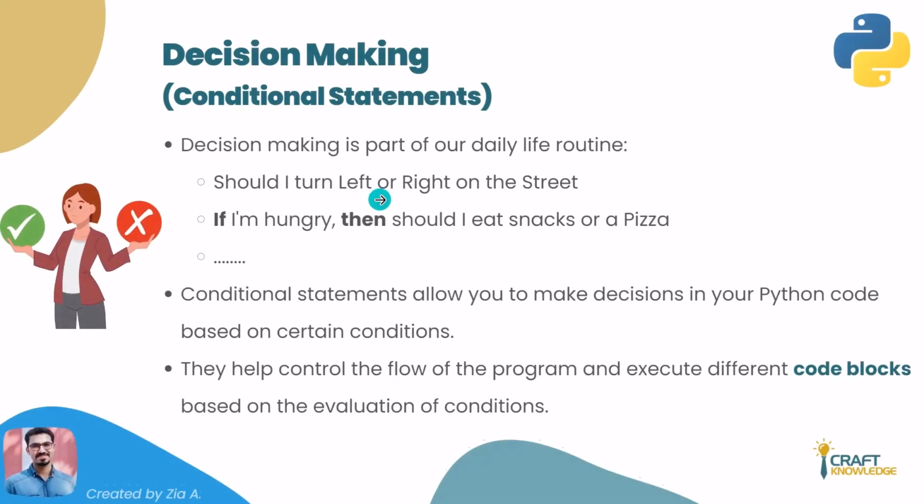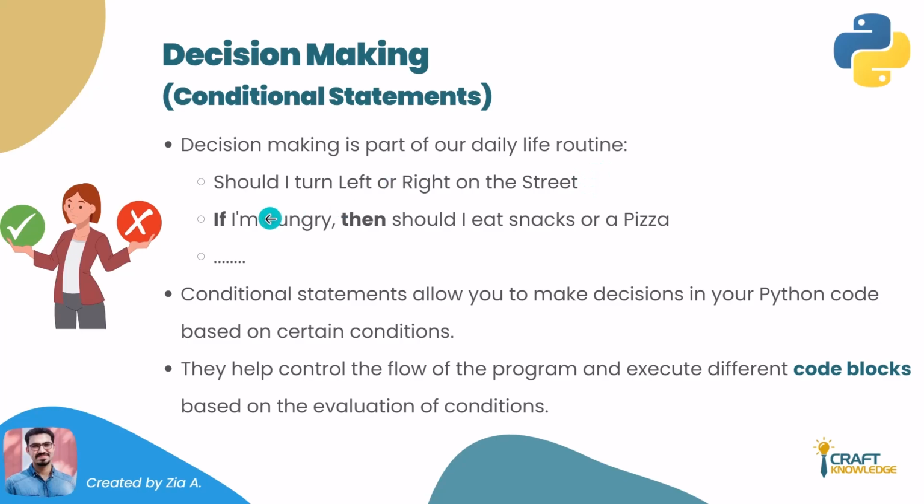What do we mean by decision making? Decision making is one of the most important parts of our daily life routine. For example, when I come out of my house, I have to make a decision whether I should turn left or turn right. At a signal, if the signal is red, I need to decide whether I should stop or not. Obviously I should stop, but I need to convey this decision from my mind to my body as well, whether my car should stop or not.